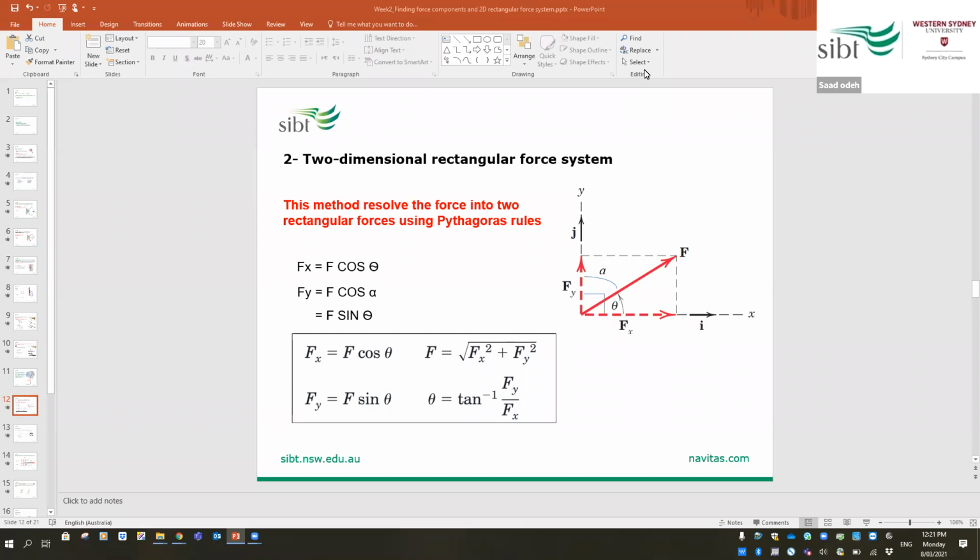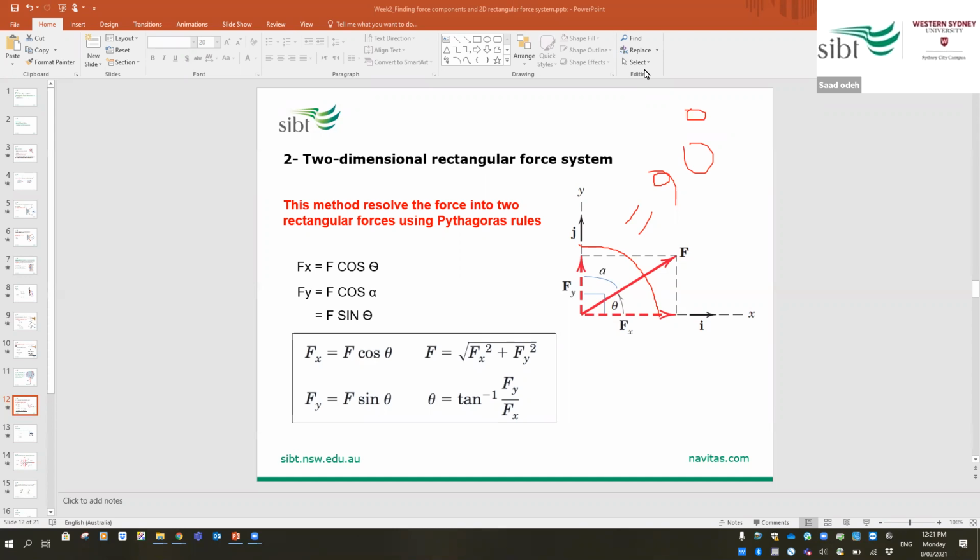So in a two rectangular force system, as we said, both forces, the components of the resultant force, are normal to each other, like the one here. The angle between the x force and y force, Fx and Fy, is equal to 90 degrees. So in such a case, we can easily apply what we call the Pythagoras rule, and you know it very well from mathematics.